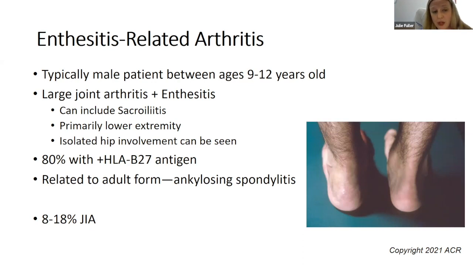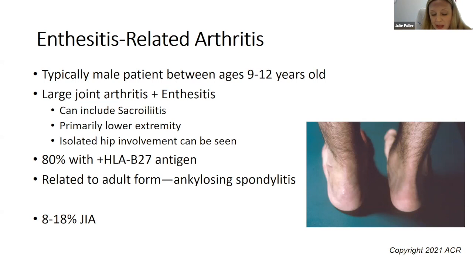This is a subtype where you can see isolated hip involvement, but it tends to be in an older boy. So not the toddlers that we talked about. That would be a red flag needing other workup. And about 80% of these patients are HLA-B27 antigen positive. Although that's according to adult literature, there have been some recent publications within the last year suggesting that HLA-B27 positivity in childhood may be a lot lower than this, probably around 40 or 50%.